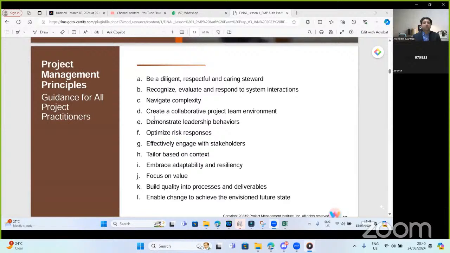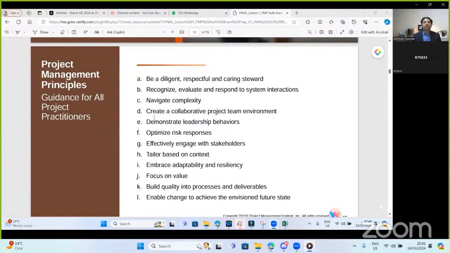The first principle that PMI expects the project manager to develop his character around is that he has to be a diligent, respectful, and caring steward. Just like a steward on a ship is kind, respectable, and looking after you, the PM has to look after everyone in his team who is looking towards him for support. He should provide the necessary support. He has to demonstrate a caring attitude, not only towards the team, but also towards the environment.